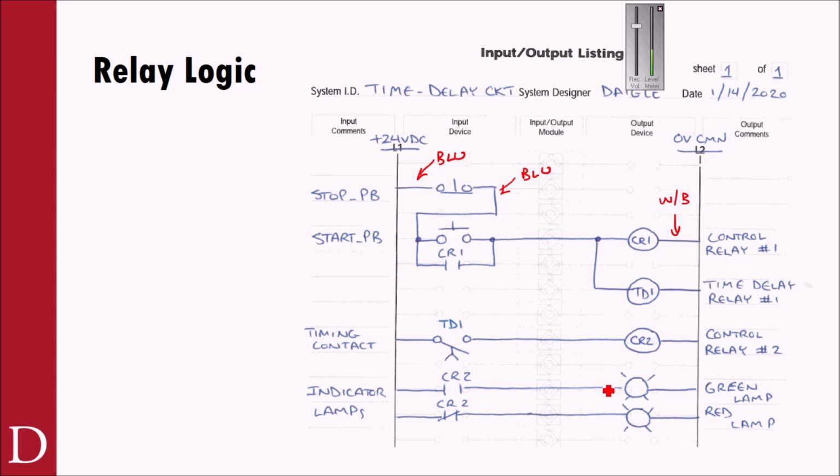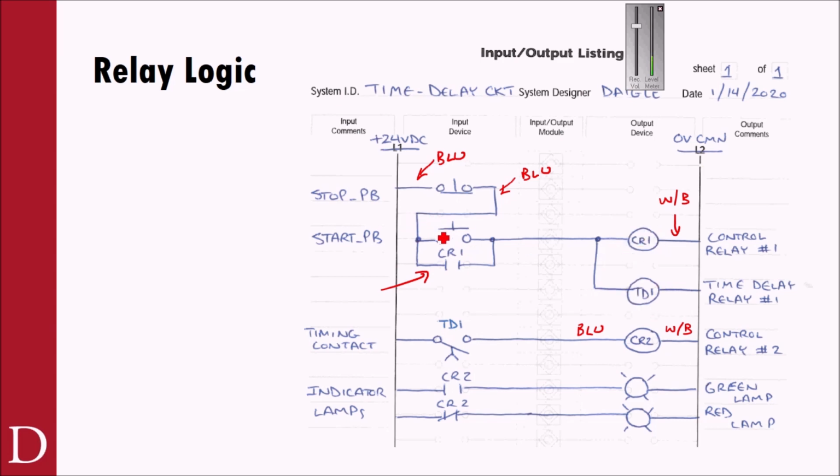So don't be surprised if I ask you, what color wire is here? Well, it's going to be blue. What color wire is here? Well, it's going to be white with a blue stripe. So you look at this, another question I might ask you is, what's the purpose of this CR1 contact? Well, the purpose of that is, right now when I hit start, I'm going to energize that coil. I'm going to energize the time delay coil.